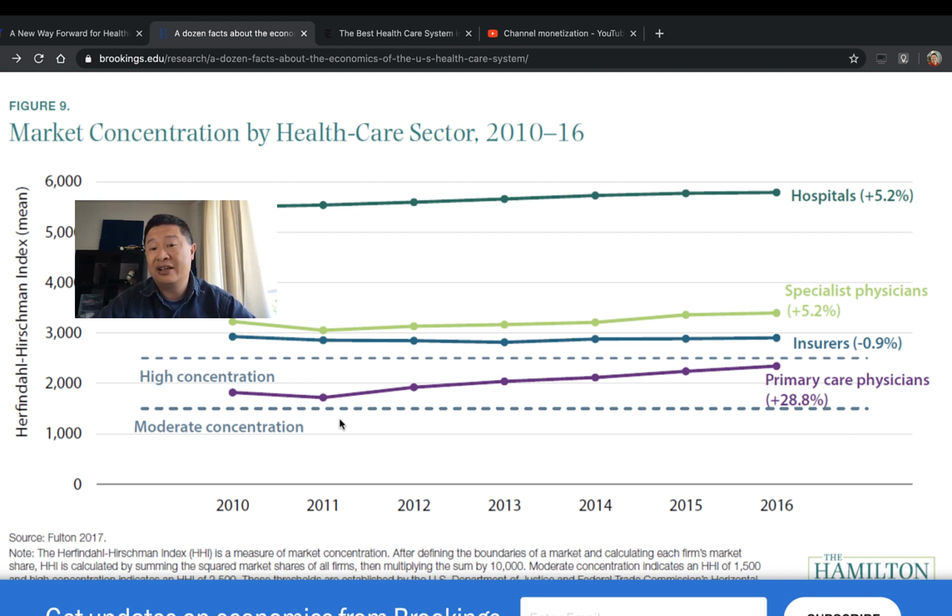And generally, economists would argue that if there's too much concentration, there's too much pricing power, and the consumer is unable to get a lower price for their services. If you're in the market for hospital services, specialist care, or even if you need insurance, there is relatively high concentration. Whereas if you need primary care, there's a little bit less concentration, but still considered high by economist standards.